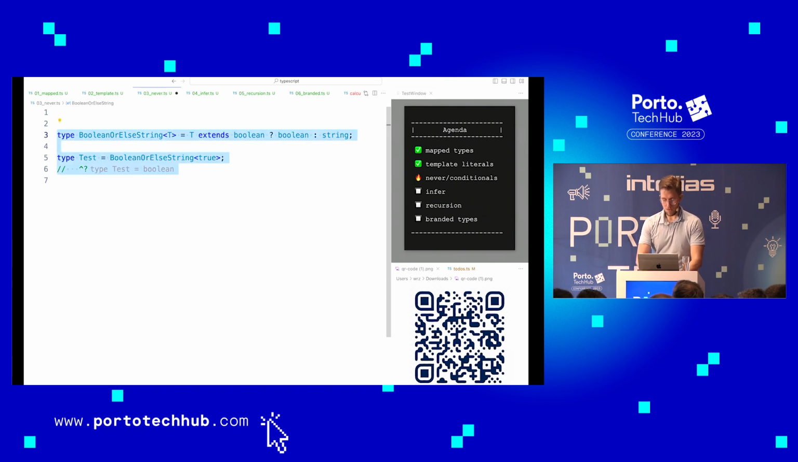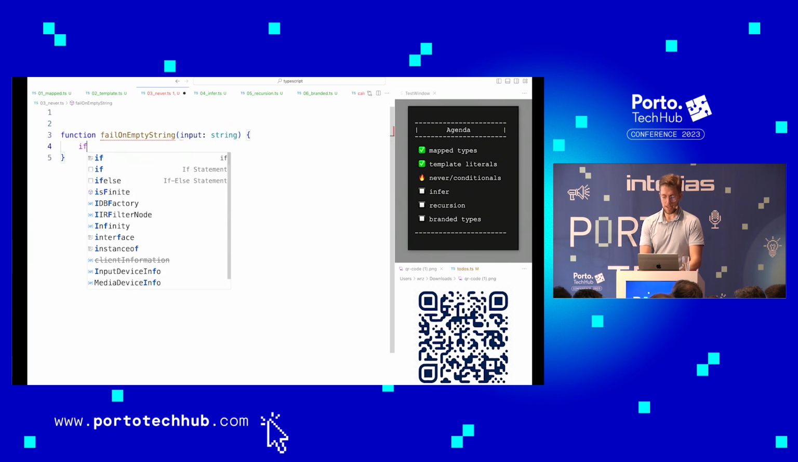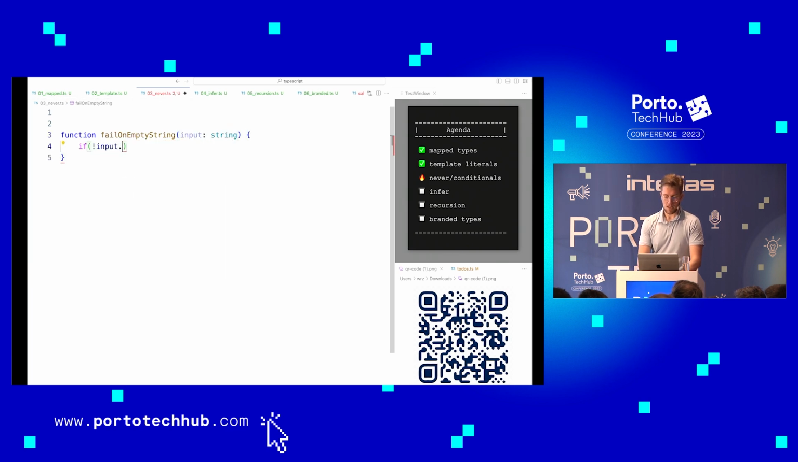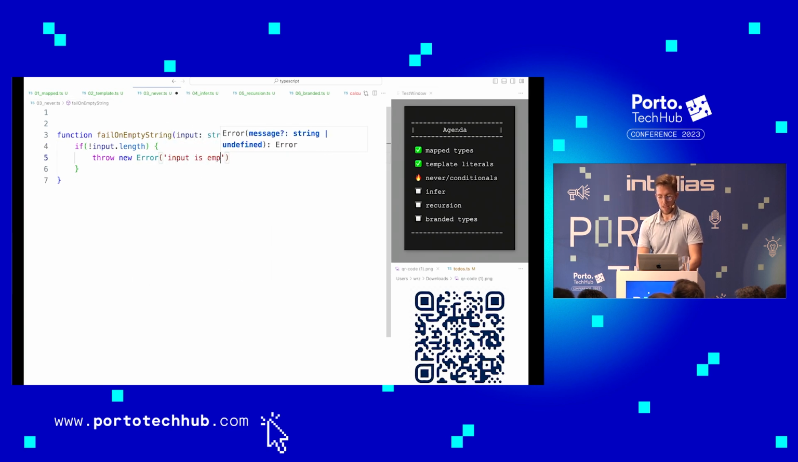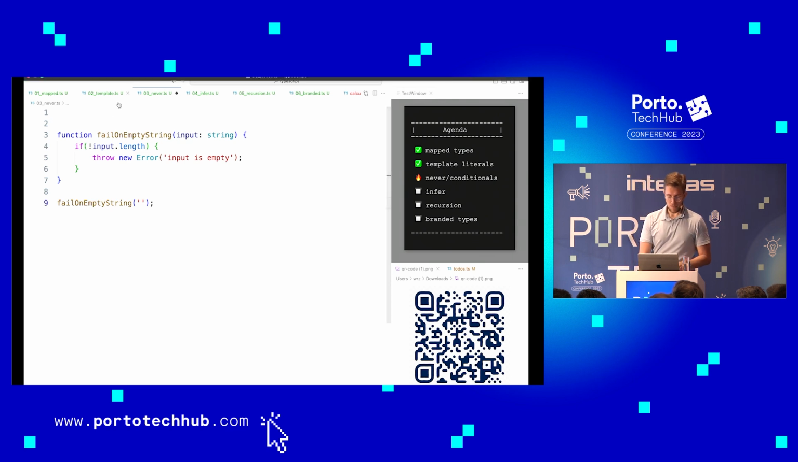But let's say you have a function, failOnEmptyString. We pass it in a string, like this, and we say, well, if the input string is empty, then we throw an error and say input is empty. Now, this is all fine, and if I call this function here and pass in an empty string, this will not throw any compilation error, because this will only fail at runtime. But because TypeScript is really only usable at compile time, how could we make it not possible to pass in an empty string to this function?